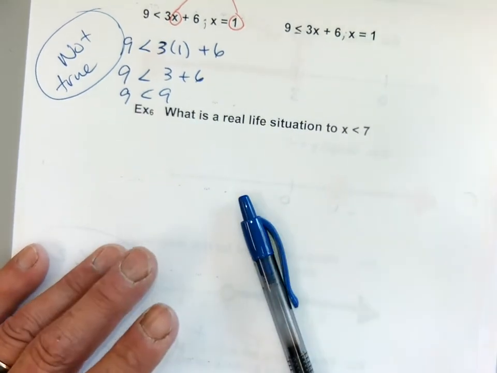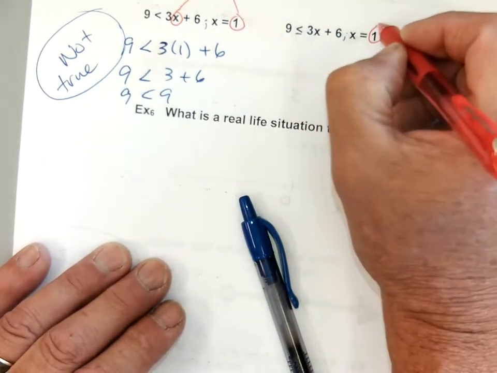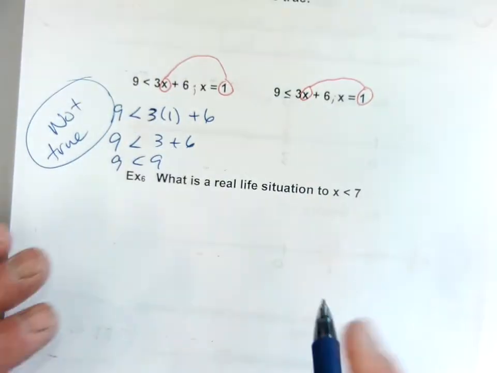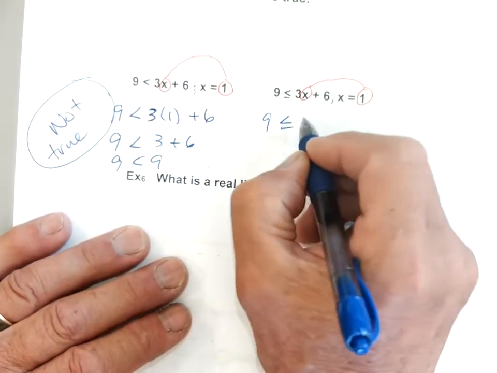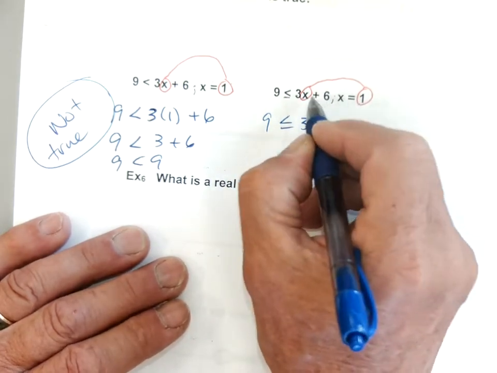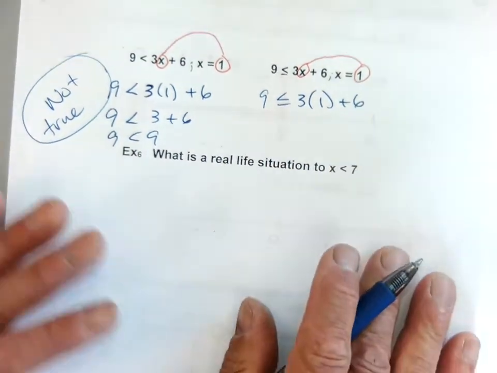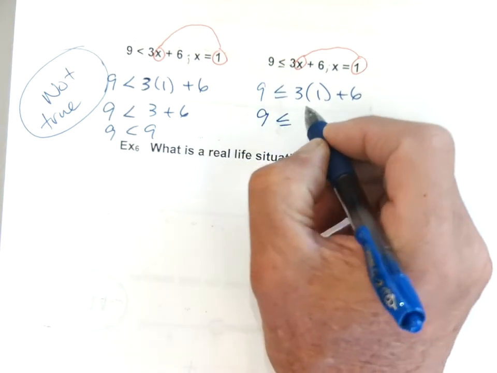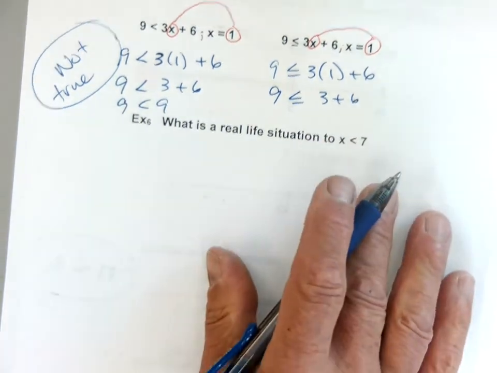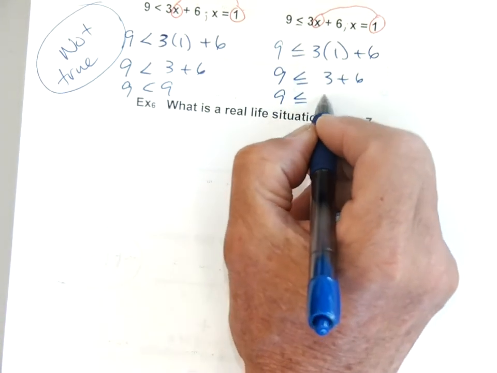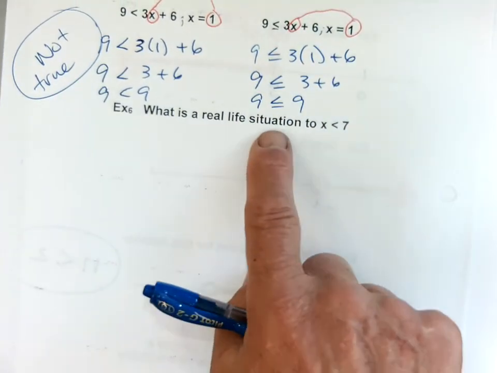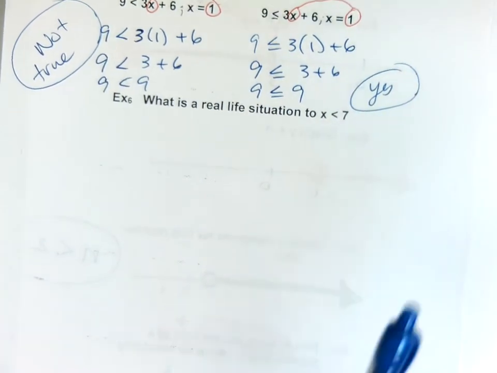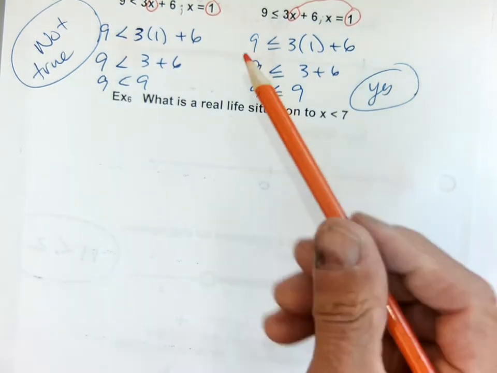Take the 1 and plug it in. It says x, so put it right in. Instead of writing x, write what x is equal to. 9 is less than or equal to 3. Put 1 in for x, okay? 9 is less than or equal to 3 plus 6. 9 is less than or equal to 9. Is that true? Yes, because of the equal, right? Yes. That's true. Because of the equal part, it is true.